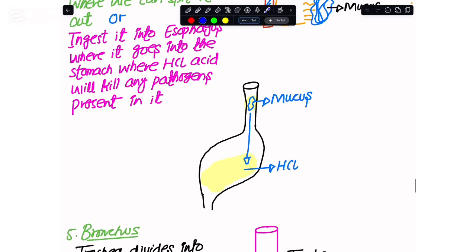So if I were to show you this diagram, we know that here we have this trachea. So when the mucus is moved up, there would be the pharynx coming. Now either we spit it out or we ingest it here. And from here you see that this mucus is going down the esophagus, and then it is coming into the stomach where the HCl, or the hydrochloric acid, would digest it off.